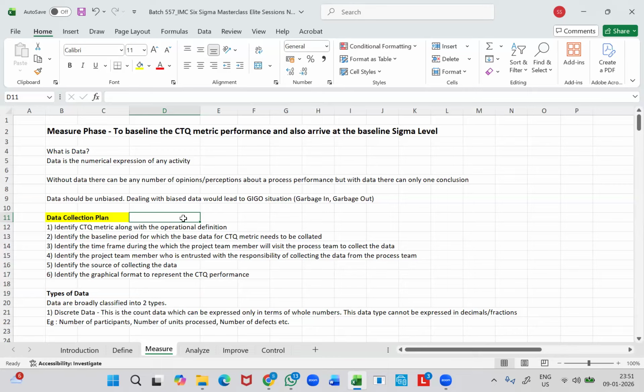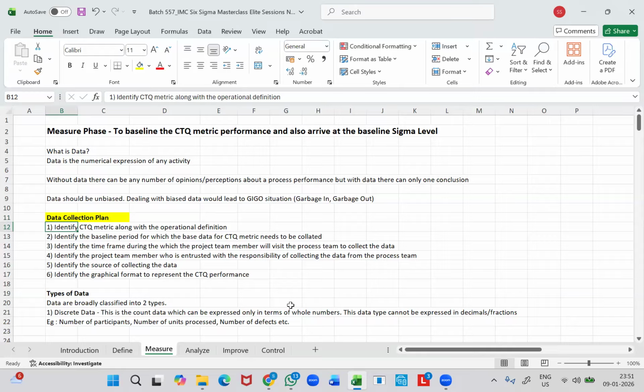So that's why I told you each and every exercise that we would perform as part of the Six Sigma project has a definite purpose, has a definite meaning. Now let us look at what are all the elements that you would compile as part of the data collection plan. So first and foremost, we will identify the CTQ metric along with the operational definition. So this you would have already done as part of the define phase.